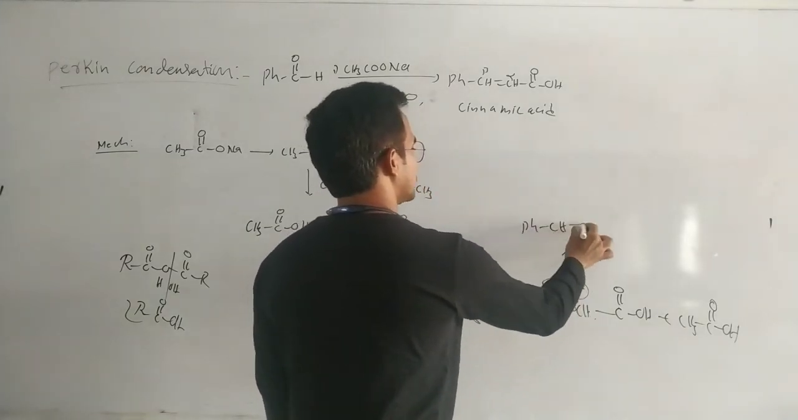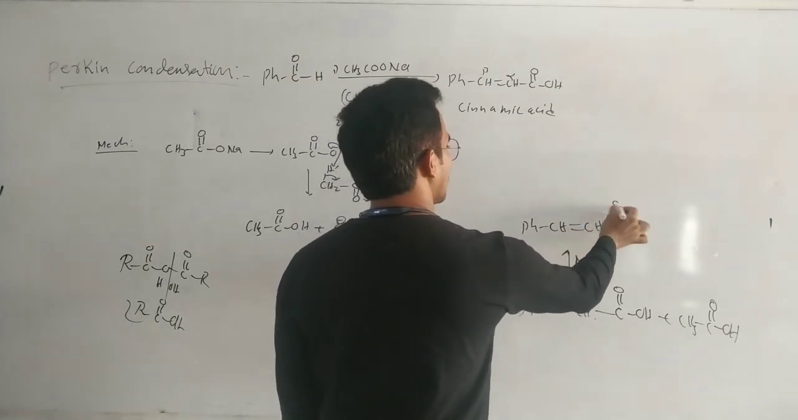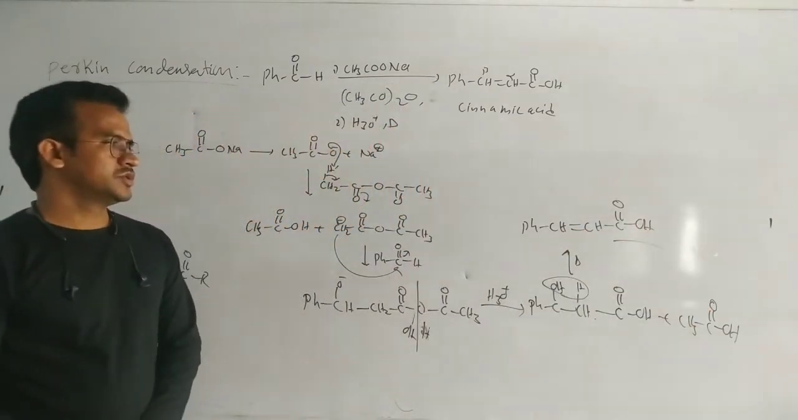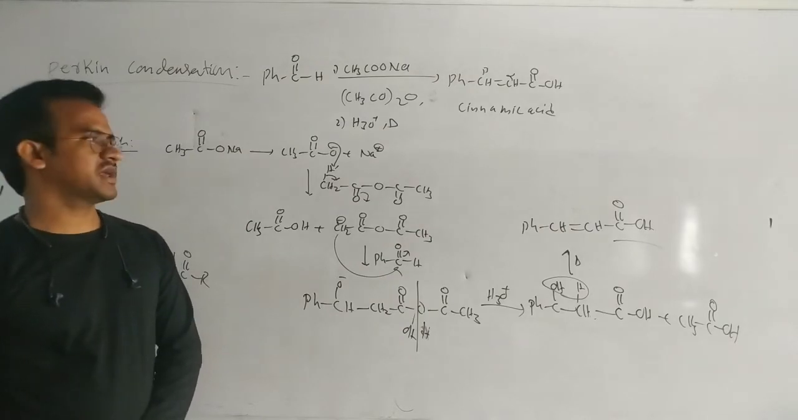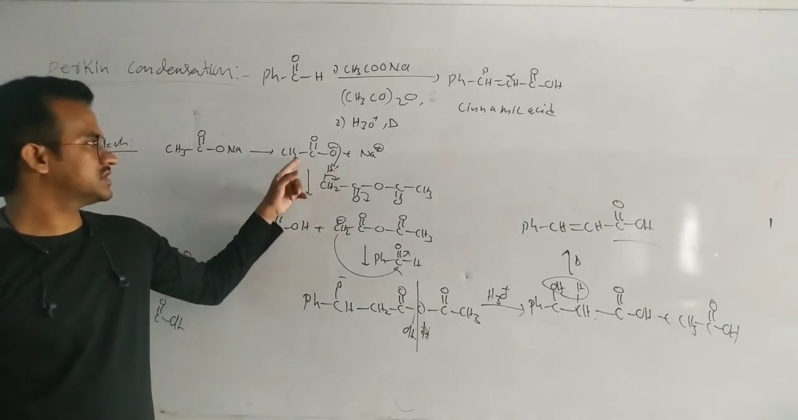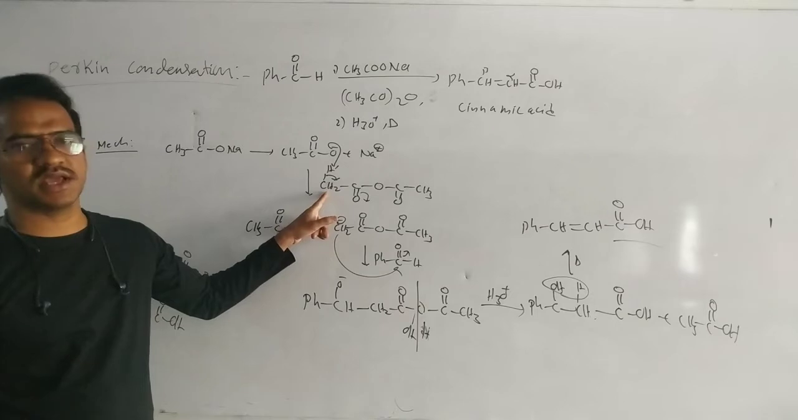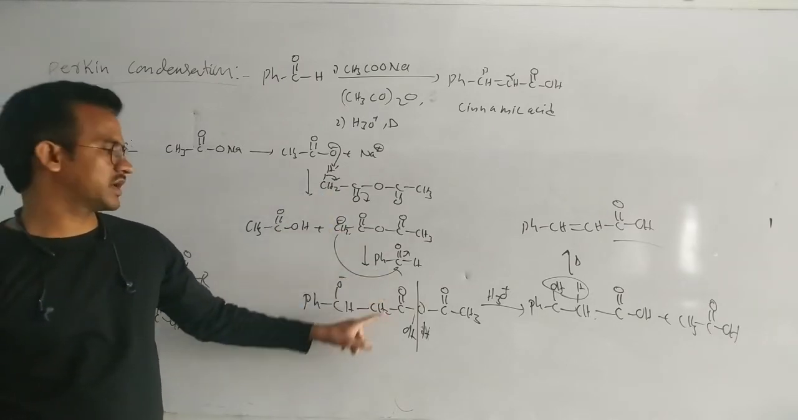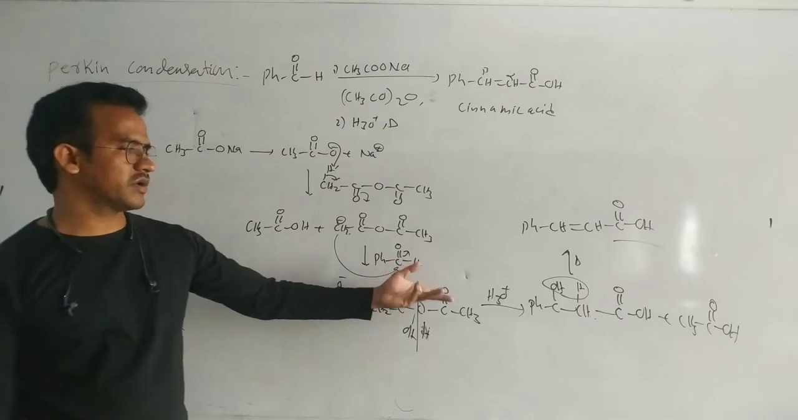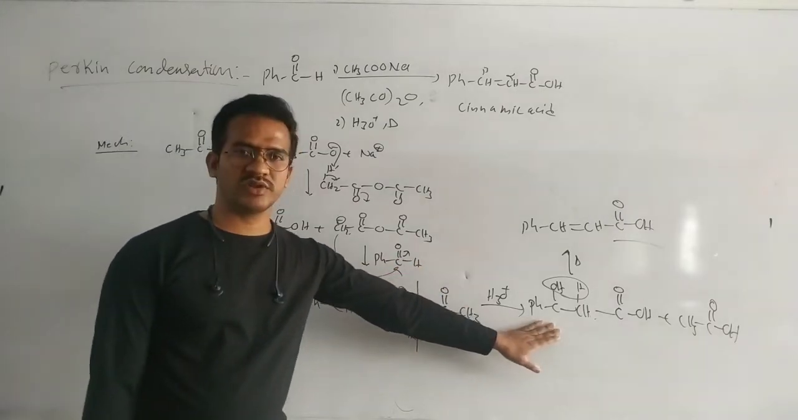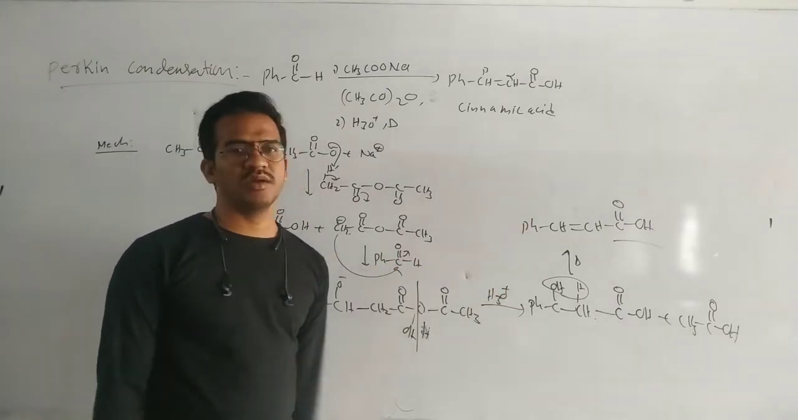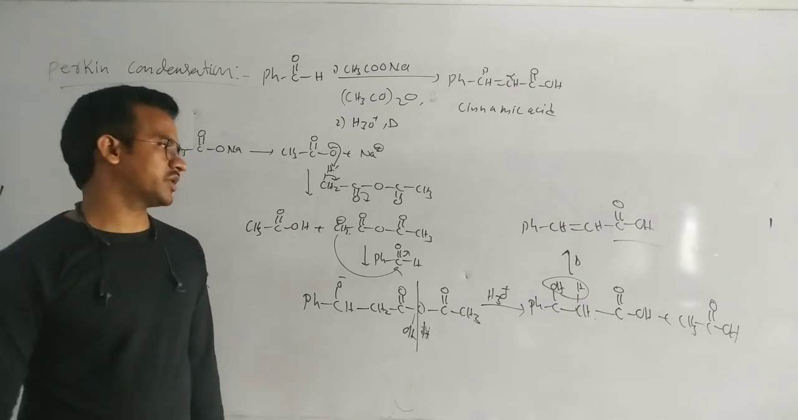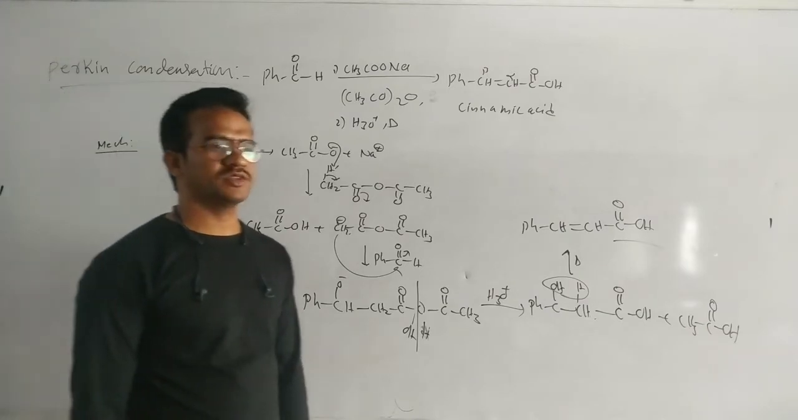So PhCH=CH-C(=O)OH is the product, cinnamic acid. Very simple. Carbanion formation: the acetate ion removes H+ from this anhydride. We get the carbanion, which attacks this compound, and we get the addition compound. On hydrolysis, this hydroxy carboxylic acid, followed by heating, gives the alpha beta unsaturated carboxylic acid. It's the Perkin condensation. It's very, very important. Okay, that's it.